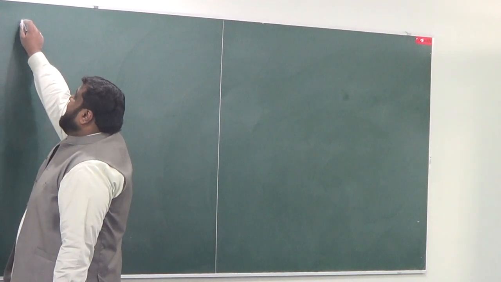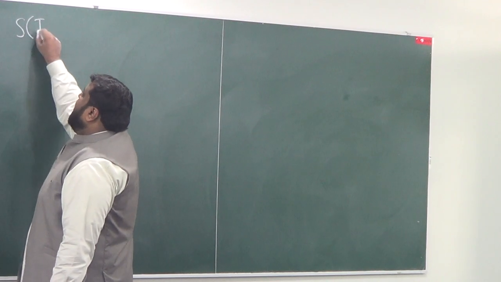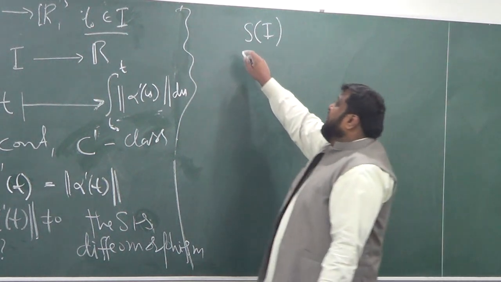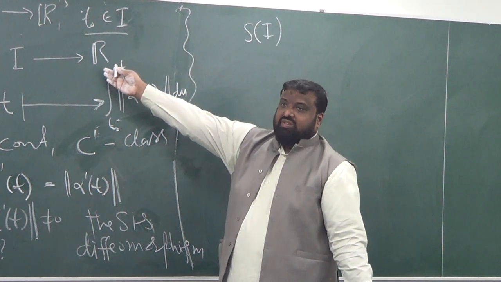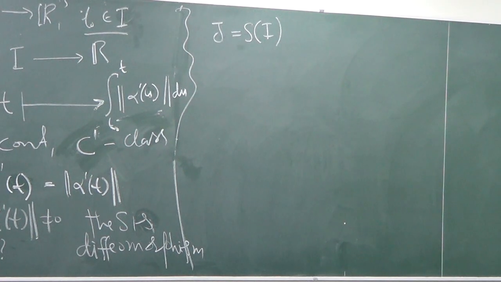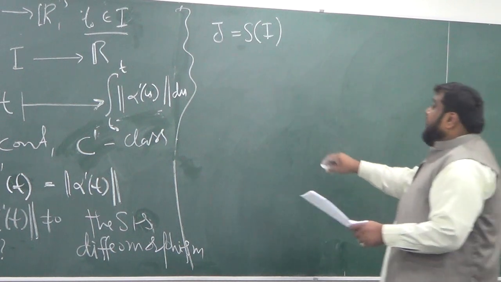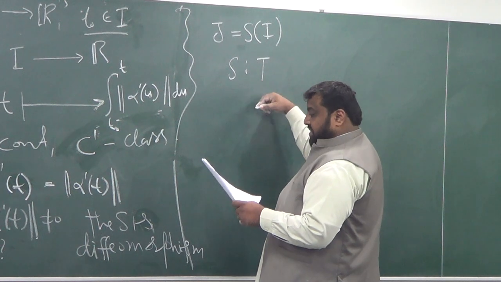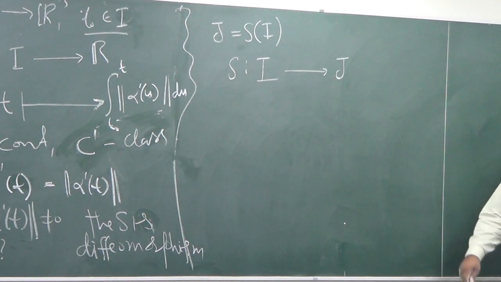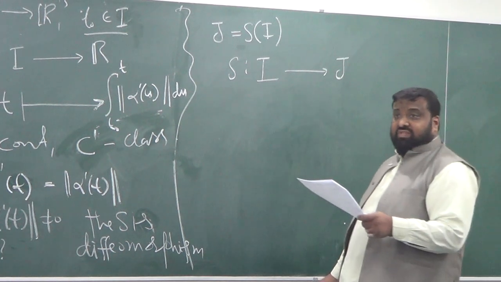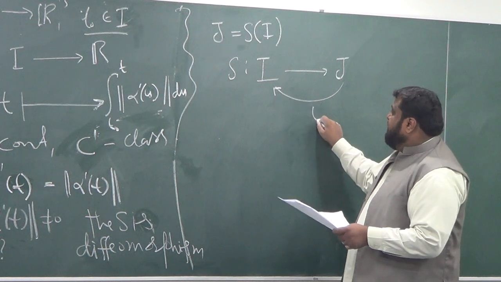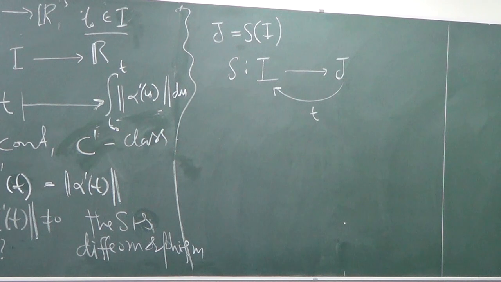Now take the S and operate it onto the whole I. Take the curve and operate it onto the whole I, and it's going to be a bunch of points in R. Call that J. So I can see S as a map from I into J. Now we are assuming that it follows from the regularity of the curve that S is invertible. So there must be some inverse of it, which takes you from J to I. Let's call that map T.